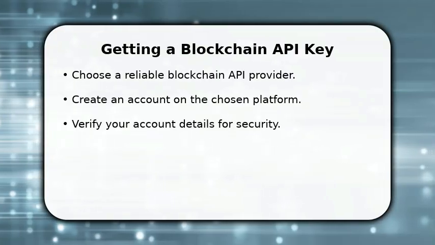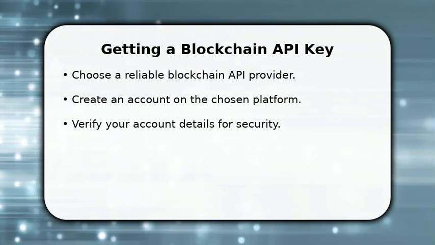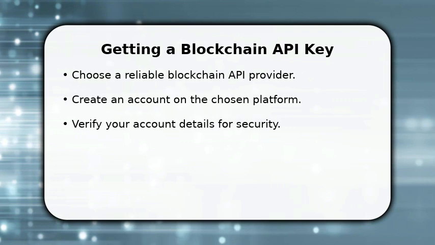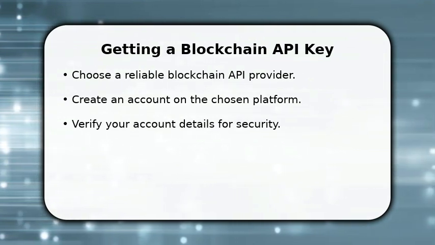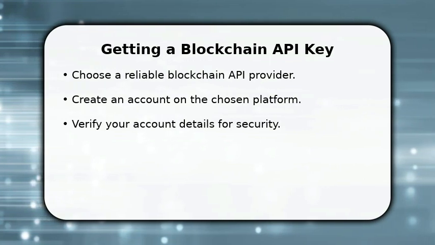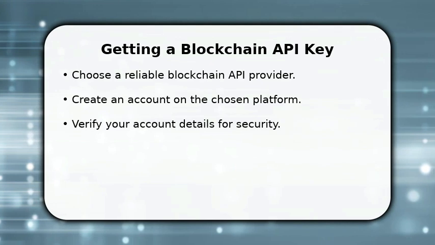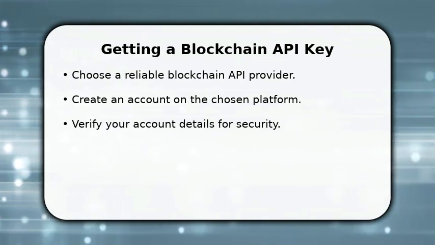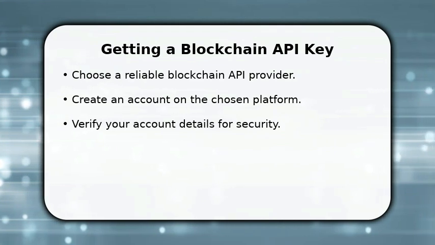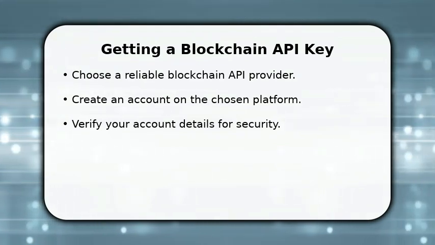In this video, I will explain how to get a blockchain API key. First, select a reputable blockchain API service provider that meets your project's needs. Next, you'll need to create an account on their platform. This usually involves providing an email address and setting a strong password. Remember to verify your account, often through an email confirmation, to ensure full access and security.